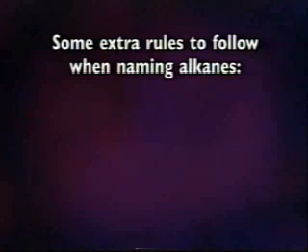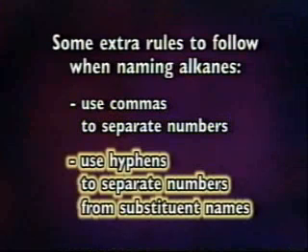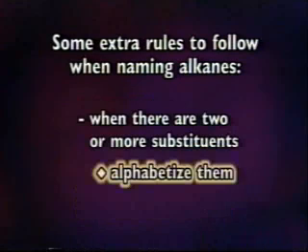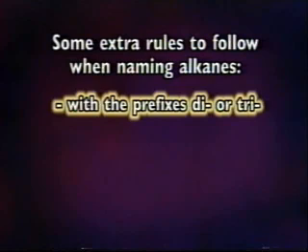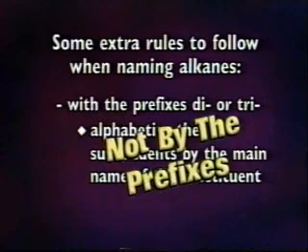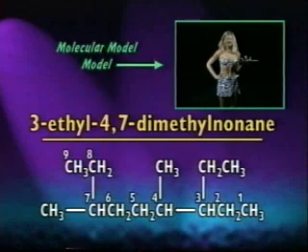There are a few little extra rules you have to follow that we should mention here. Use commas to separate numbers, and use hyphens to separate numbers from the substituent names. Also, we told you that when there are 2 or more substituents, you should alphabetize them. When you use prefixes such as di or tri, however, alphabetize the substituents by the main name of the substituent, not by any prefixes the substituents may have. And finally, the name of the compound is 3-ethyl-4,7-dimethylnonane.